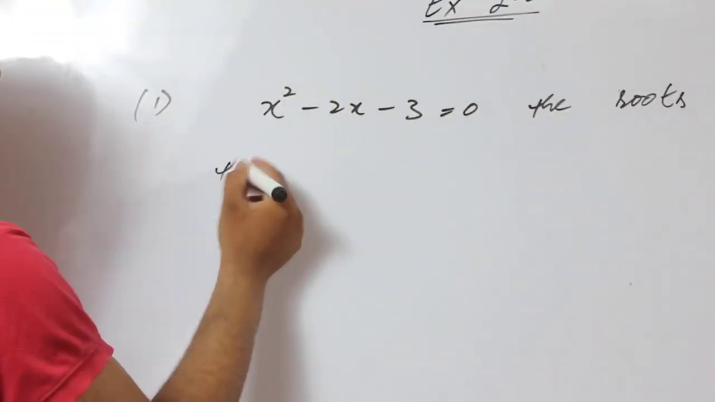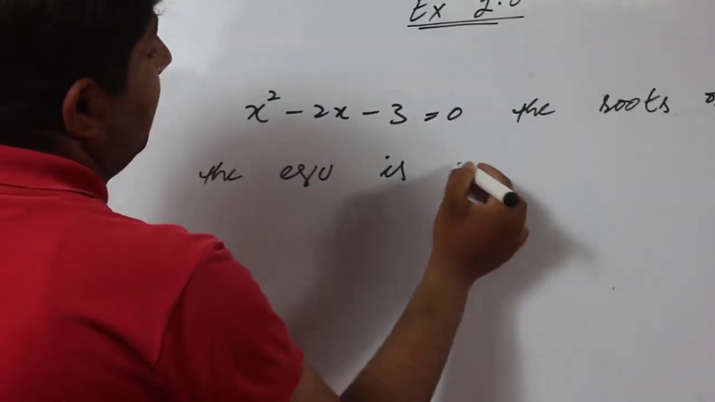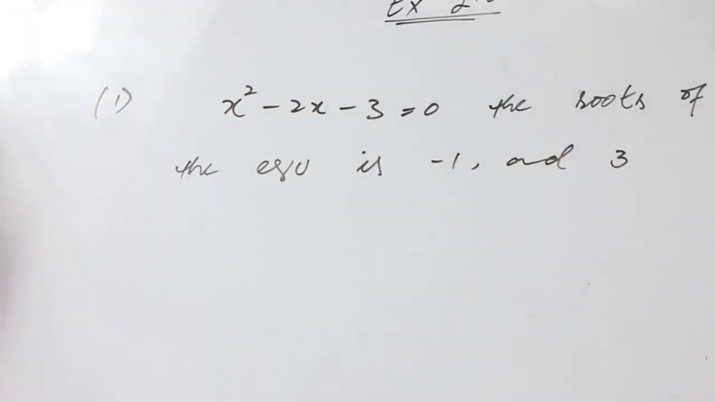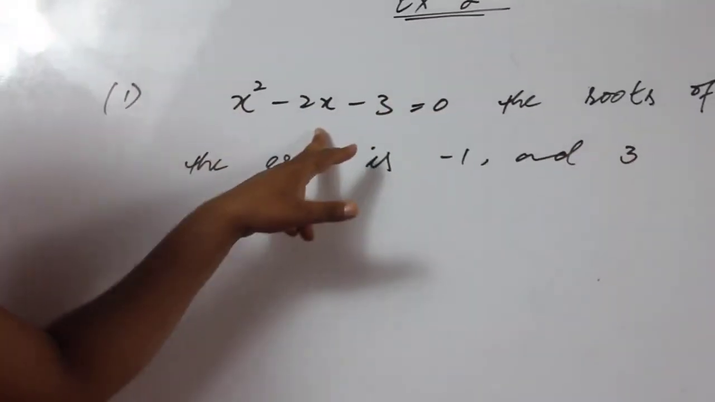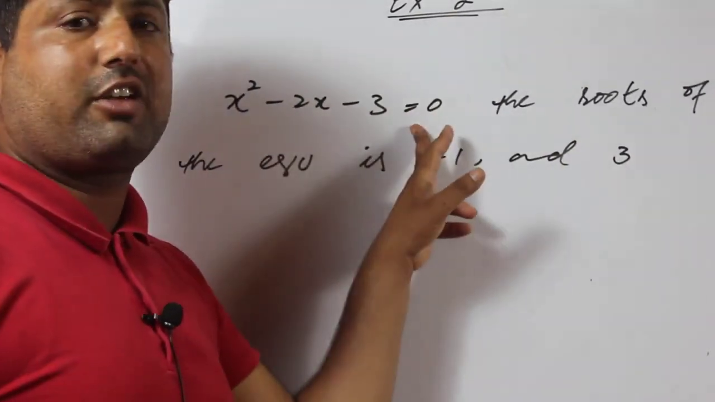minus 1 and 3. Minus 1 and 3 are the two answers of this equation. It means minus 1 and 3 are the roots of this equation.